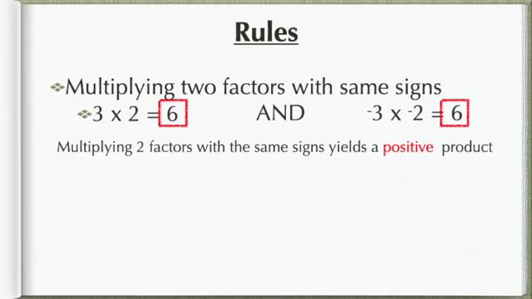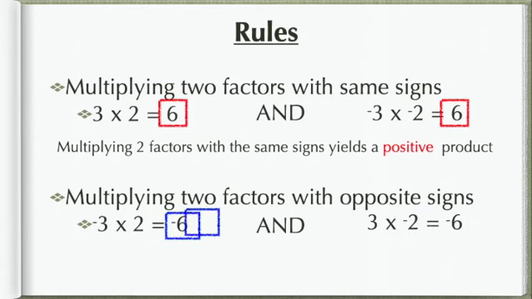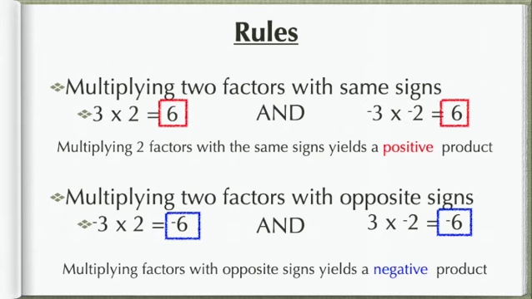What if you're multiplying two factors with opposite signs, like negative 3 times 2 and 3 times negative 2? Well, both of those answers are negative. Negative 6 on both of them. Multiplying factors with opposite signs yields a negative product.